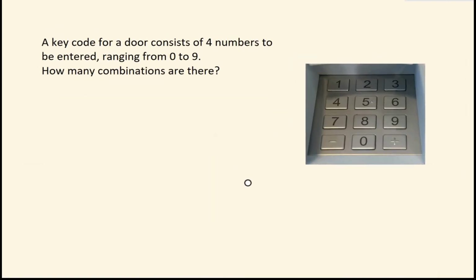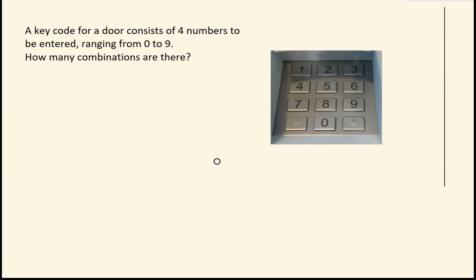So the common example is a key code or a combination lock, where you can pick the same number more than once. So here I've got a door system of 4 numbers. I could have the code 9999. There's no reason I cannot repeat each number more than once. Want to know how many combinations there are?